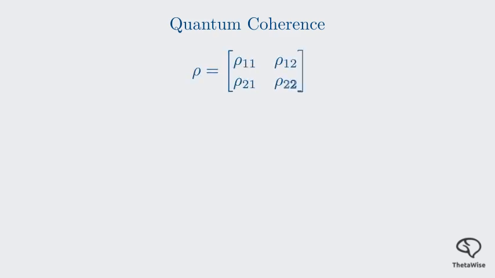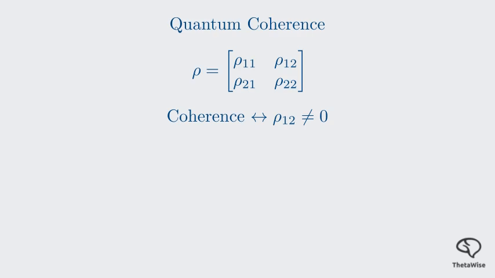Now let's delve into a purely quantum phenomenon that has profound implications for thermodynamics: quantum coherence. Quantum coherence is the ability of a quantum system to be in a superposition of multiple states simultaneously. It's what gives quantum mechanics its unique power. In the density matrix formalism, coherence is represented by the off-diagonal elements. A state with non-zero off-diagonal elements is coherent. For example, a density matrix with non-zero elements outside the main diagonal represents a coherent state. If all off-diagonal elements are zero, the state is incoherent or classical.